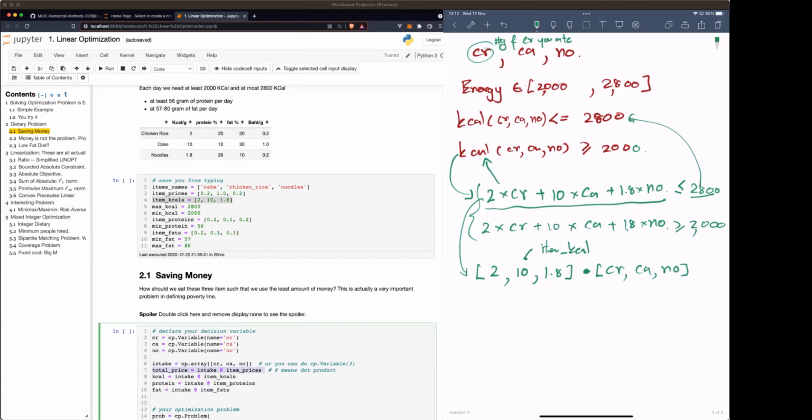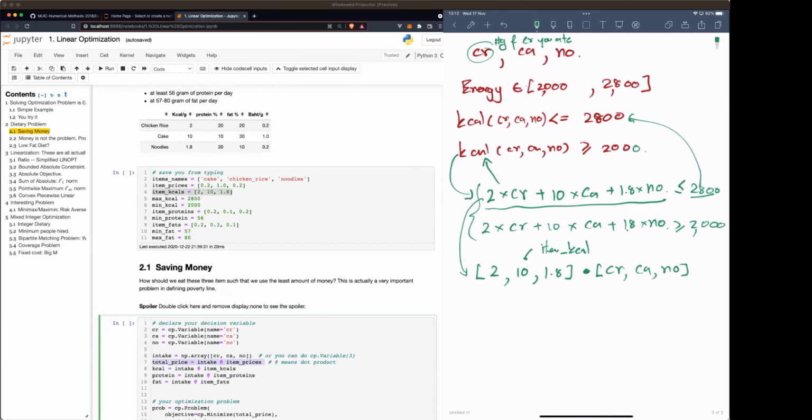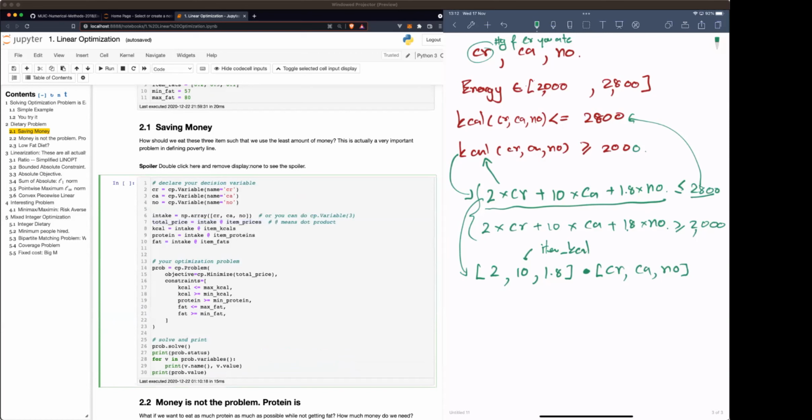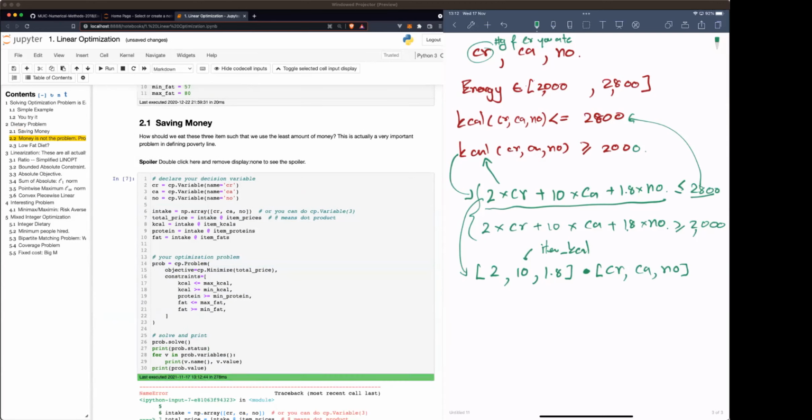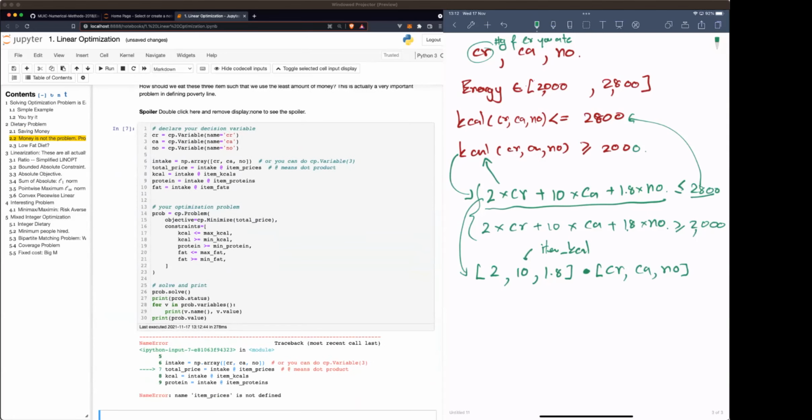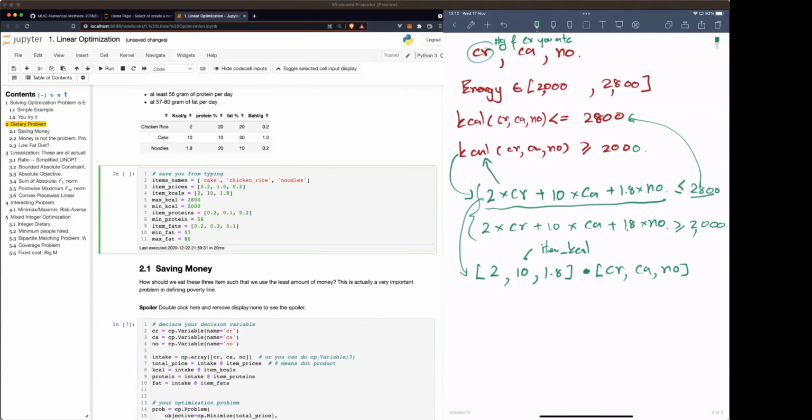Now you have everything, which means you can define your problem such that it looks like this. So that means you want to minimize the total price, which we defined above as a dot product. And the constraints are all these. Then you can solve the problem, print all the values, and then if you run it, oops, what does it complain? Item prices not defined. Okay, because I forgot to do this.